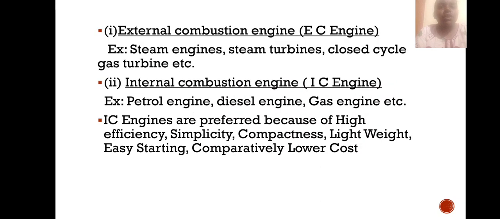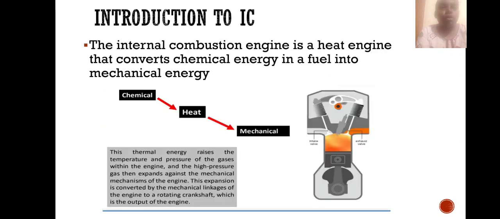The first one is the external combustion engine. The examples are steam engine, steam turbine, closed cycle gas turbine, etc. The internal combustion engine, that is IC engine, examples are petrol engine, diesel engine, gas engine. The IC engines are preferred because of high efficiency, simplicity, compactness, light weight, easy starting, and comparatively low cost.